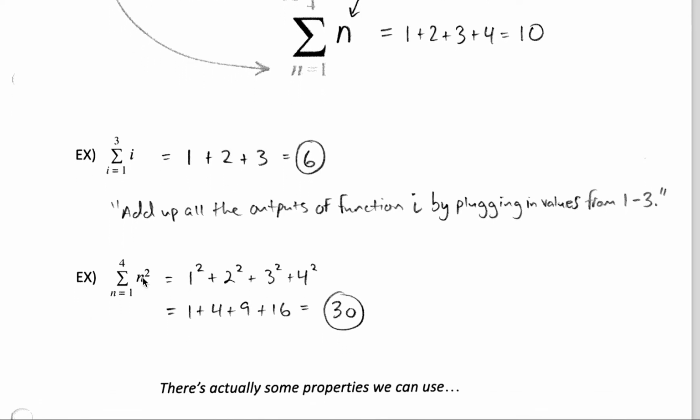Next, the function gets a little bit more complicated. Now we have a square function here. So now I'm going to add up all of the squares from 1 to 4. So 1 squared plus 2 squared plus 3 squared plus 4 squared. That's going to give us a sum of 30.